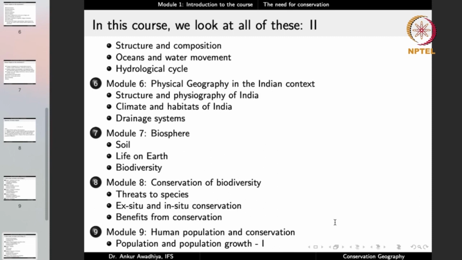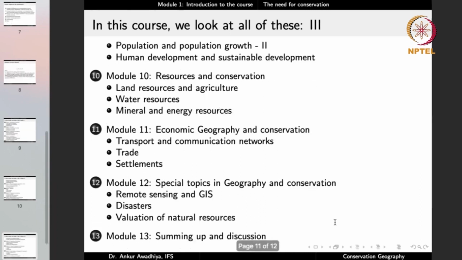In the ninth module, we will look at human geography. So we will look at human population and its relation with conservation, population and population growth, human development and sustainable development. Then the 10th module is resources and conservation, where we will look at land resources, agriculture, water resources, minerals and energy resources, and how these are related with the topics of conservation.